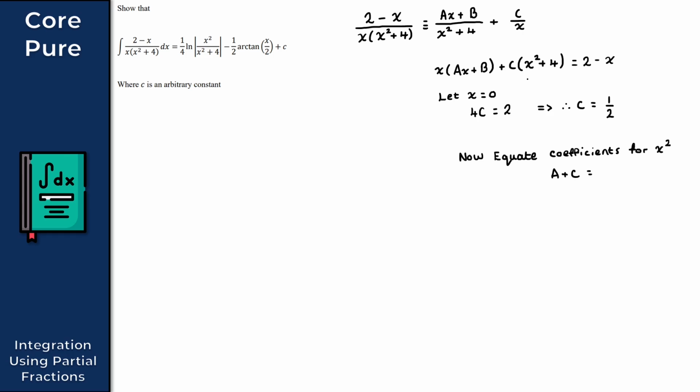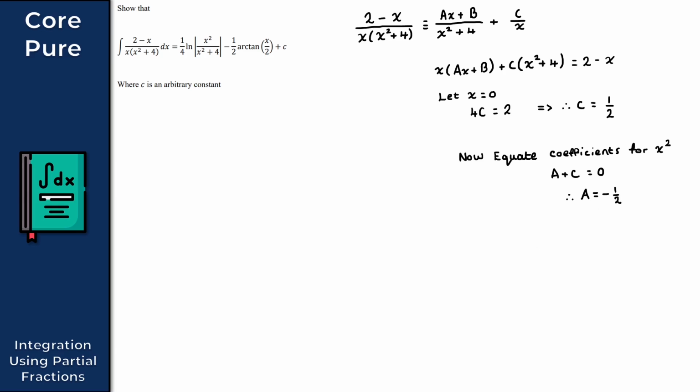Nothing else we can do with the left-hand side here. So now what about the right-hand side? Well, the coefficient of x squared here for the right-hand side is just 0, right? We have no x squared term. So a plus c is equal to 0. So in that case then, given that we already know the value of c here, a must be equal to minus a half, right? Hopefully nice and straightforward there.